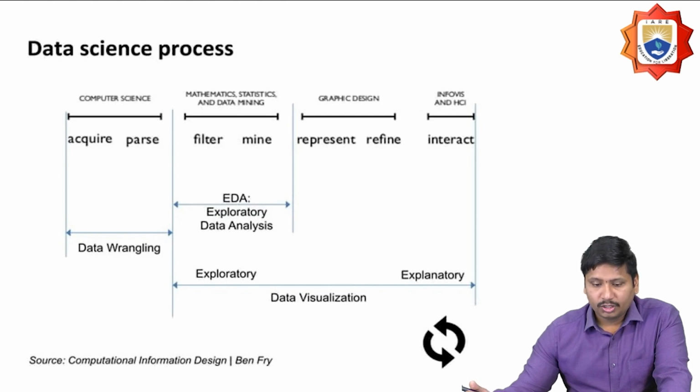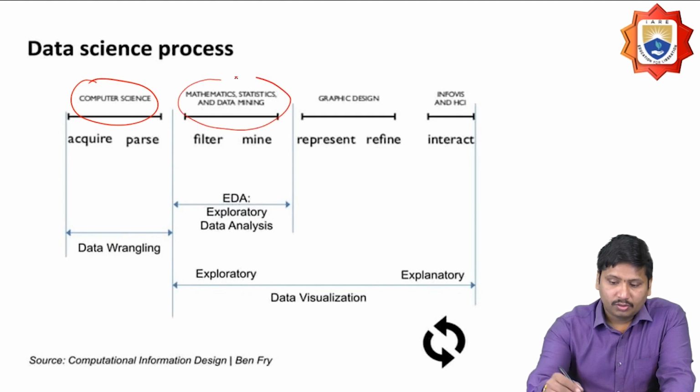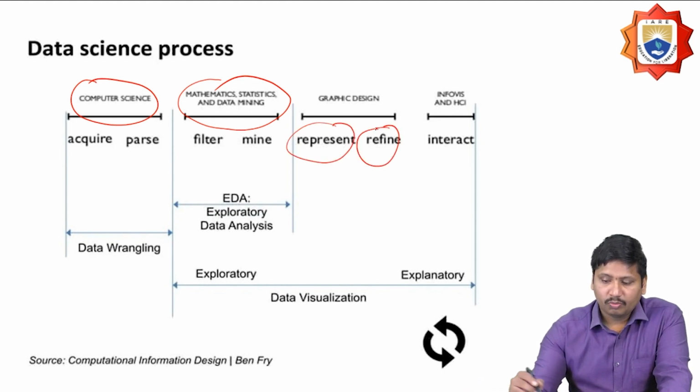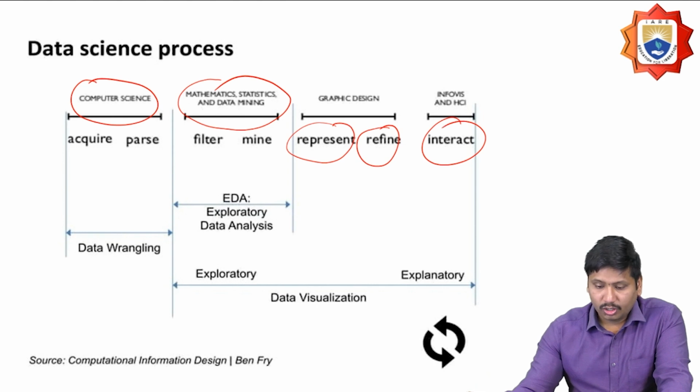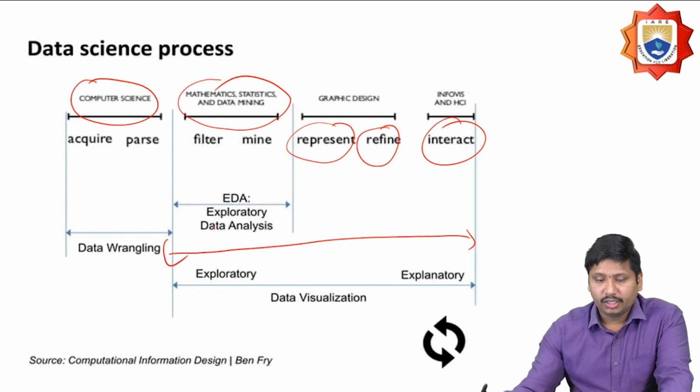So the data science process is the thing. In this, acquiring and parsing should be the main theme of the Department of Data Science, and then filtering and mining is done, where we can perform exploratory data analysis, and that is done through the concepts of mathematics, statistics, and data mining, and some through graphic design. So we have to represent, refine, and finally interact. These are the things you have to do. Acquiring and parsing means data wrangling is done, and then exploratory data analysis, and all of this together should be treated as data visualization.